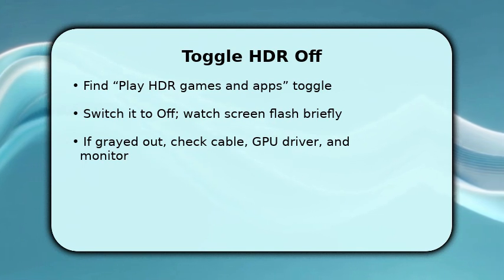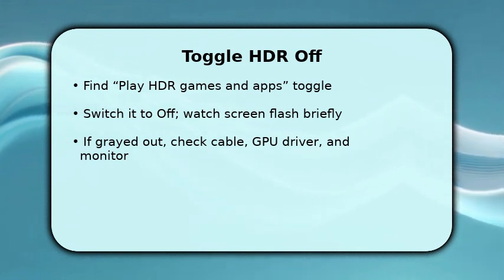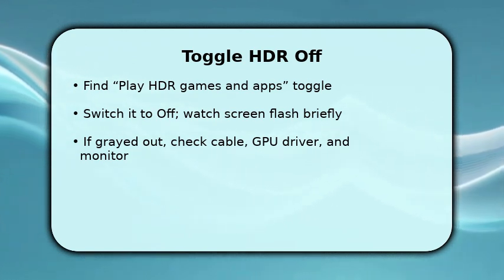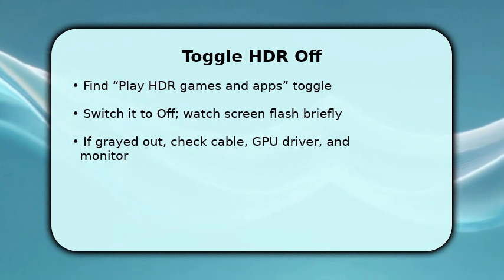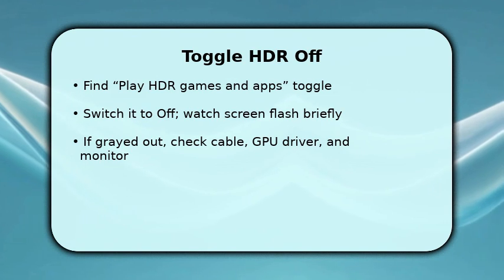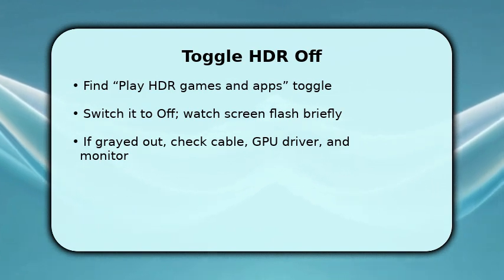If the toggle is grayed out, make sure your cable type and GPU driver support or disable HDR. Update GPU drivers, try a different HDMI/DP port, or reconnect the monitor. After confirming the toggle is functional, continue to finalize color settings.